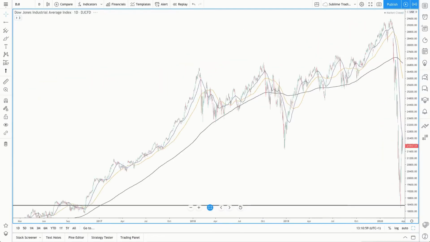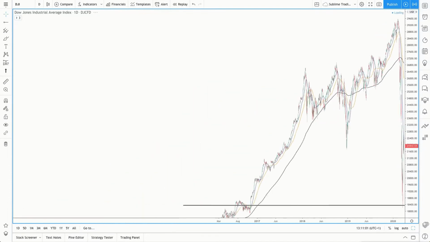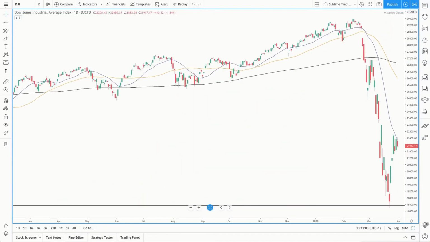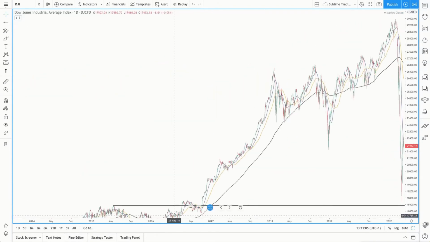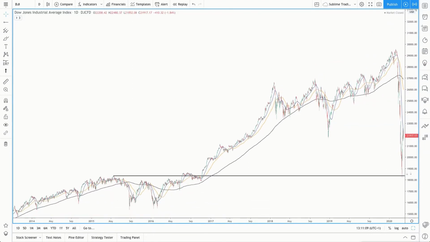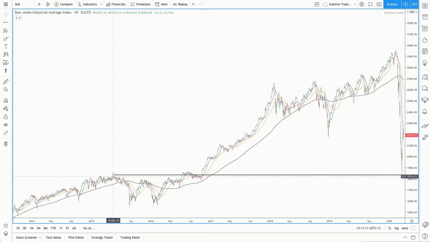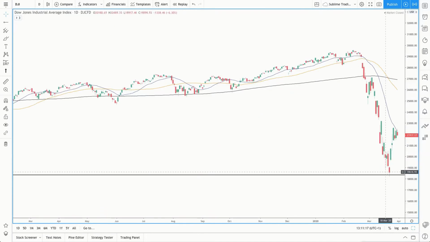If I just compress the chart, we can see that this area of support goes back to May 2015. So these key levels of support are holding strong.